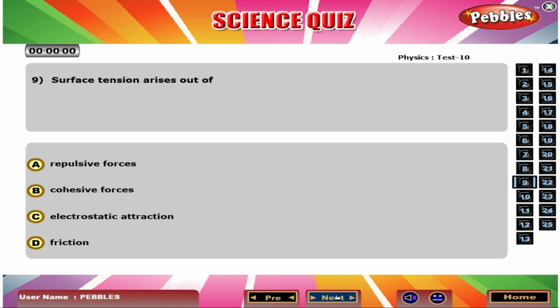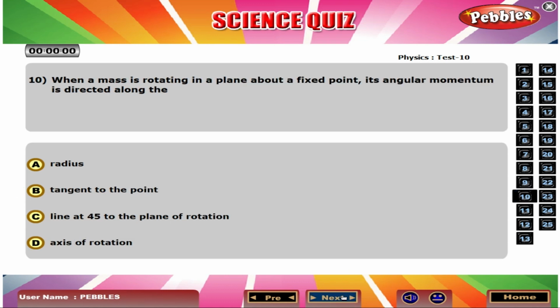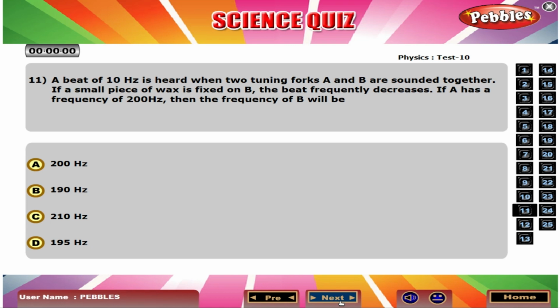Surface tension arises out of B. Cohesive forces. When a mass is rotating in a plane about a fixed point, its angular momentum is directed along the D. axis of rotation.